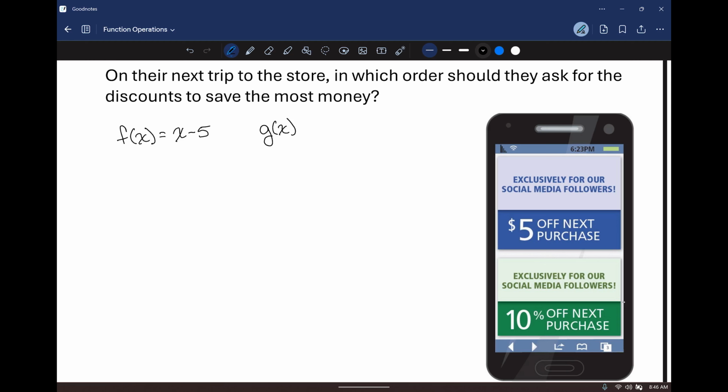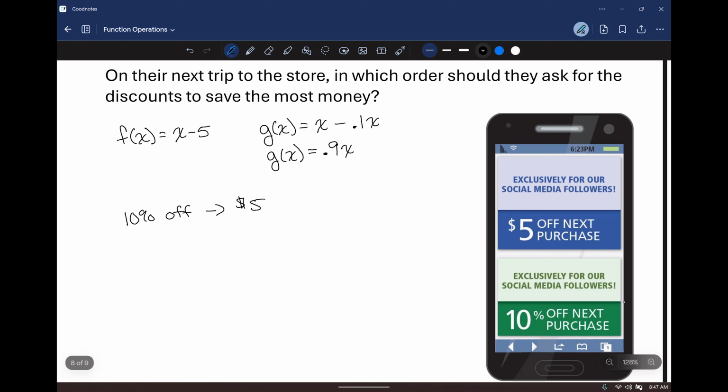Now we need an equation for 10% off. Again, you have your original price and you're taking away something. The something that you're taking away is 10% off the price. So that would be 0.1 times the price. If I combine those like terms, that would be 0.9x. In other words, you're paying 90% of the price of the item. Okay, so I have my 2 things. So let's start with 10% off first, followed by the $5 off.